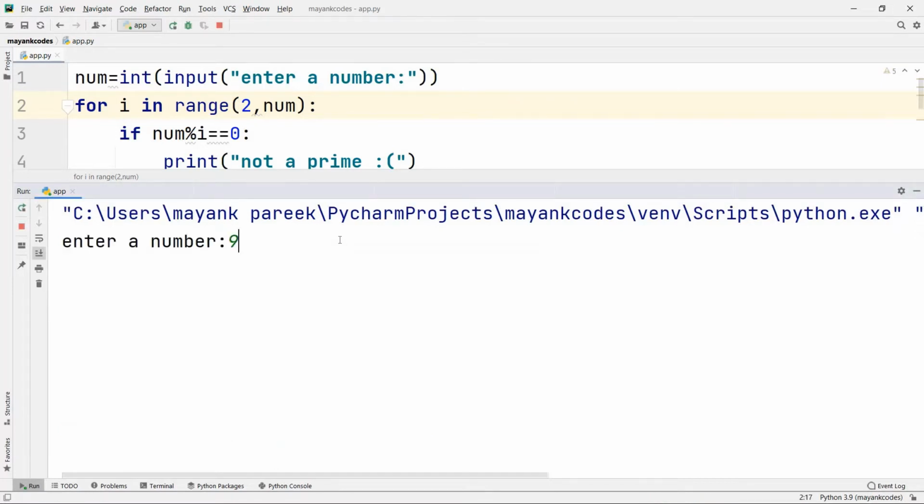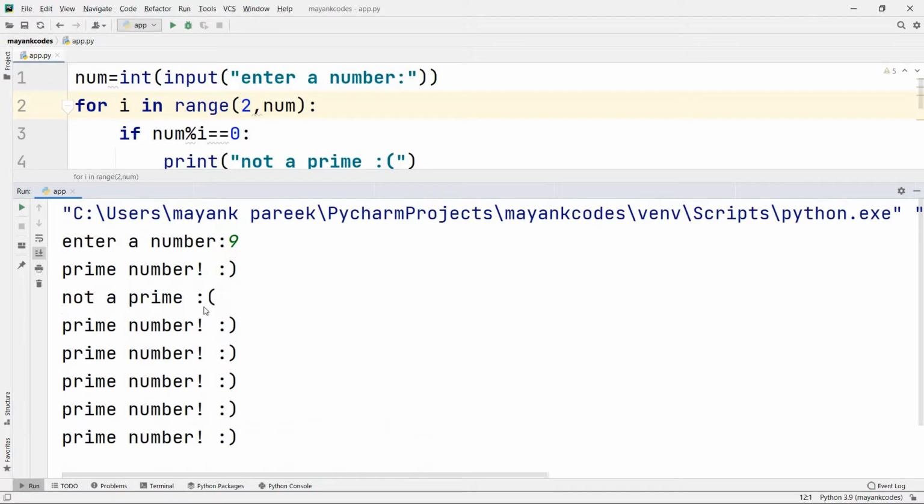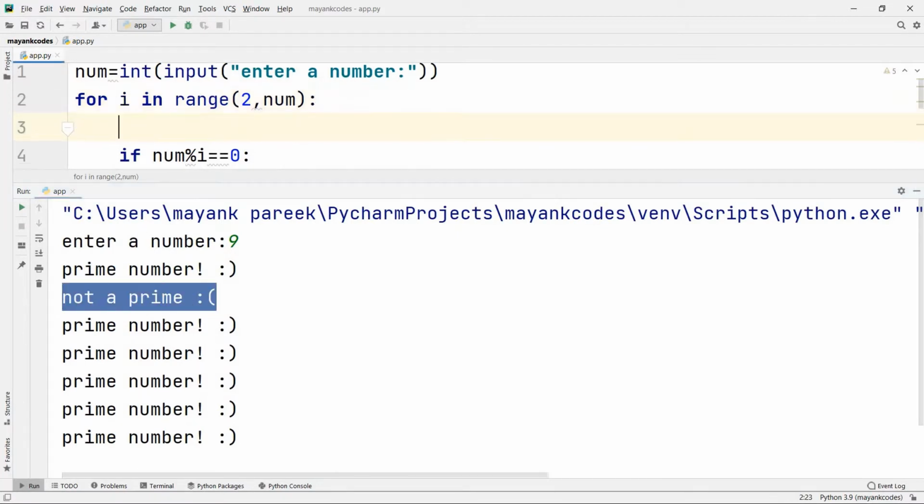Well, let me take another number as 9. Well, 9 is not a prime number because you can divide 9 into 2 parts as 3 into 3. But still, let me check this, and you can see I'm getting prime number as well as not a prime number for one time. And that is because if I try to print the value of I over here, to make you clear with this concept, let me just print I.